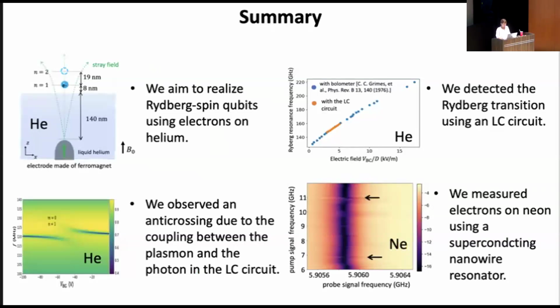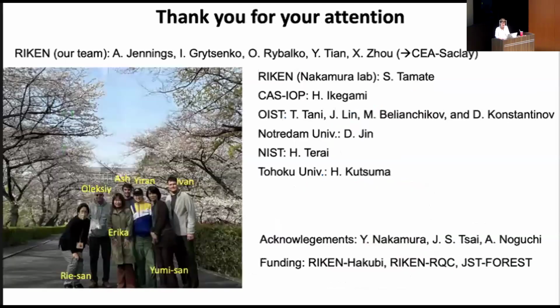We aim to realize a hybrid qubit of the Rydberg state and spin state using electrons on helium. And we experimentally measured the Rydberg transition of many electrons using an LC resonator. We also observed an avoided crossing due to the coupling between the plasmon of the electrons on helium and the photon in the LC resonator. And we also measured electrons on neon using a superconducting nanowire resonator. I would like to thank all the people contributing to this work, and thank you for your attention.